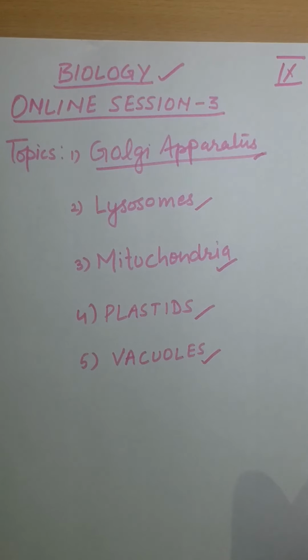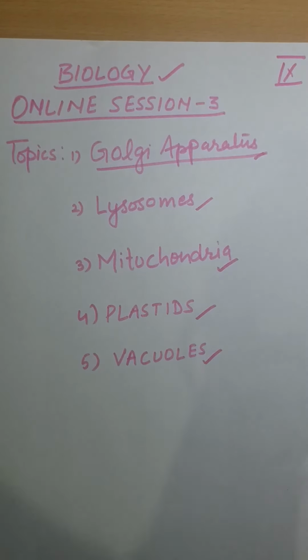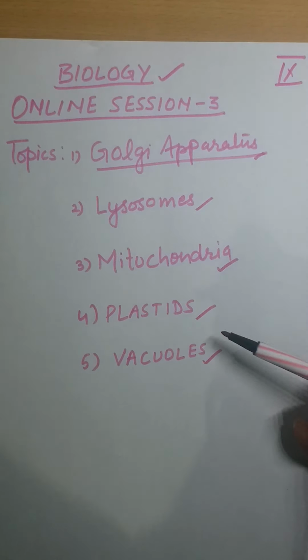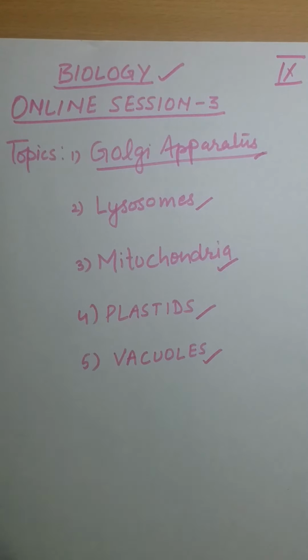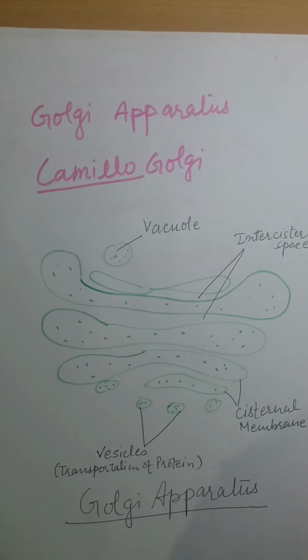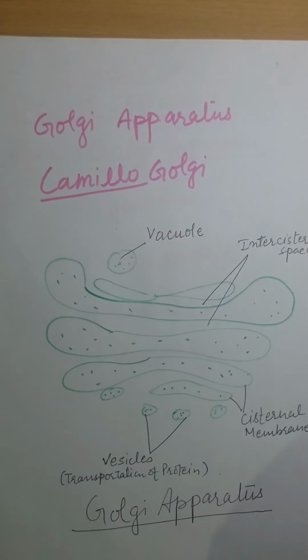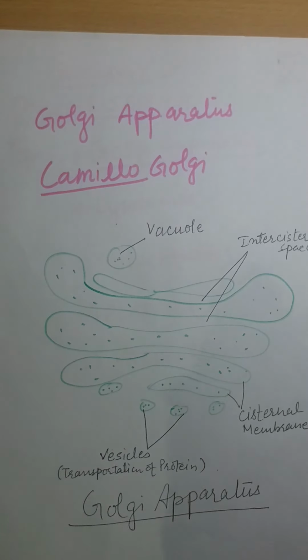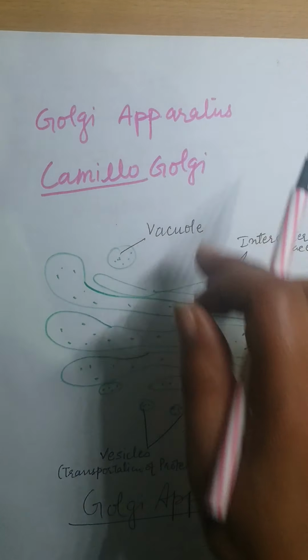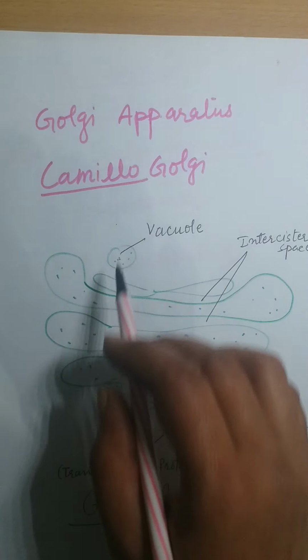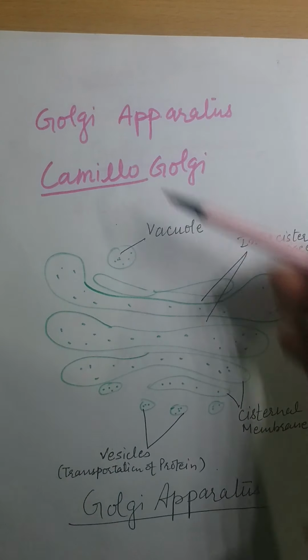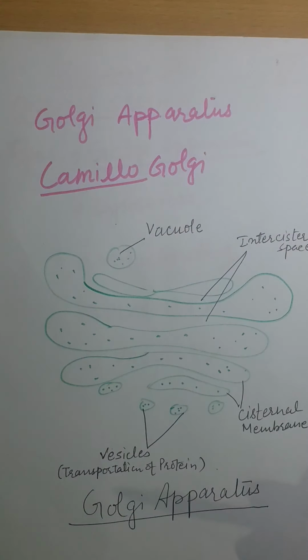Today we will complete the following topics: Golgi apparatus, lysosomes, mitochondria, plastids and vacuoles. So our first topic is Golgi apparatus. Golgi apparatus was first discovered by a great scientist, Camillo Golgi. In his honor, this particular organelle is named Golgi apparatus.